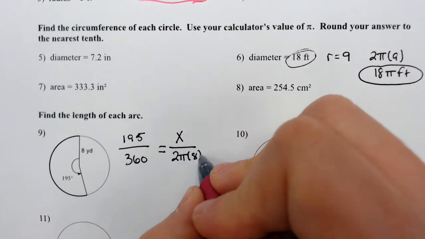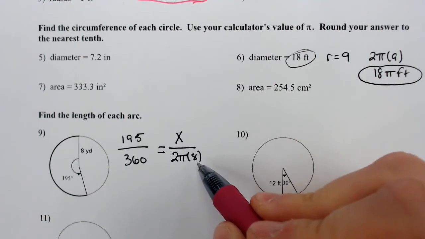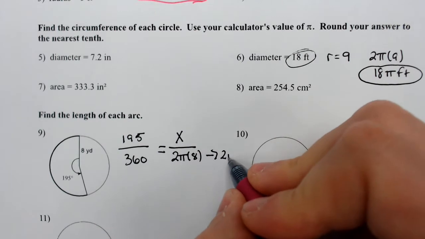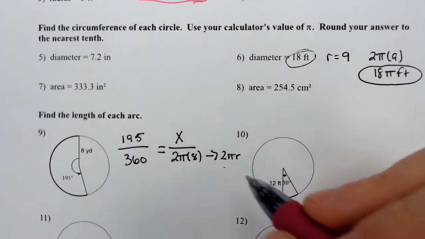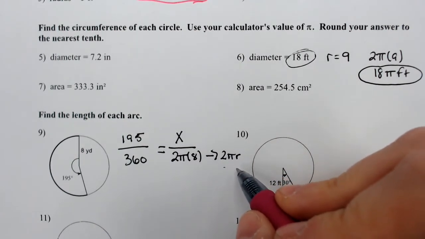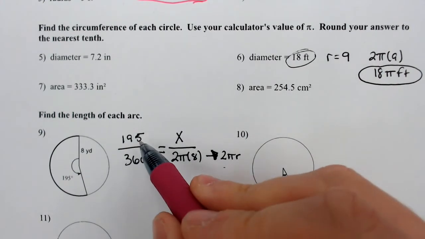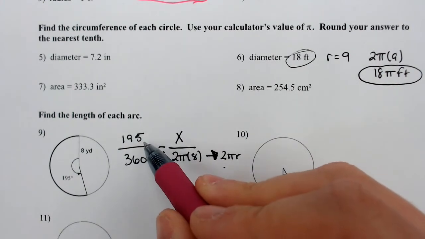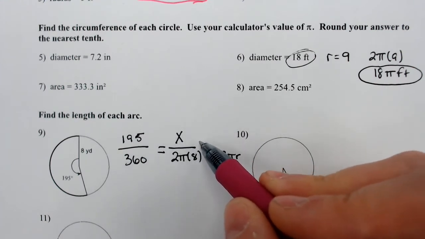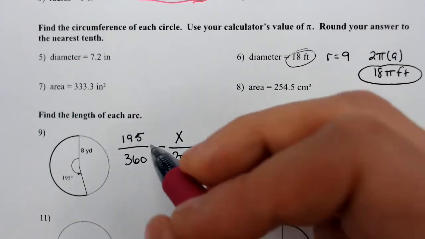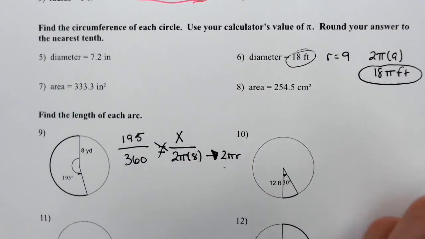And I'm going to fill in my 8 for 2 pi r. This is where we had 2 pi r for the entire circumference. So that's where that came from. 195 is the portion of the circle we're looking for. X is the portion of the circumference we're looking for. If you want, you can simplify ahead of time. If you don't, you can cross multiply from here.